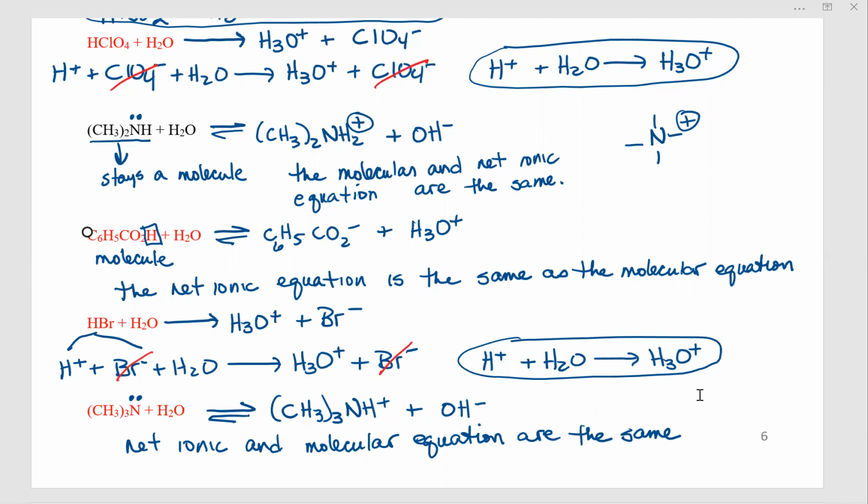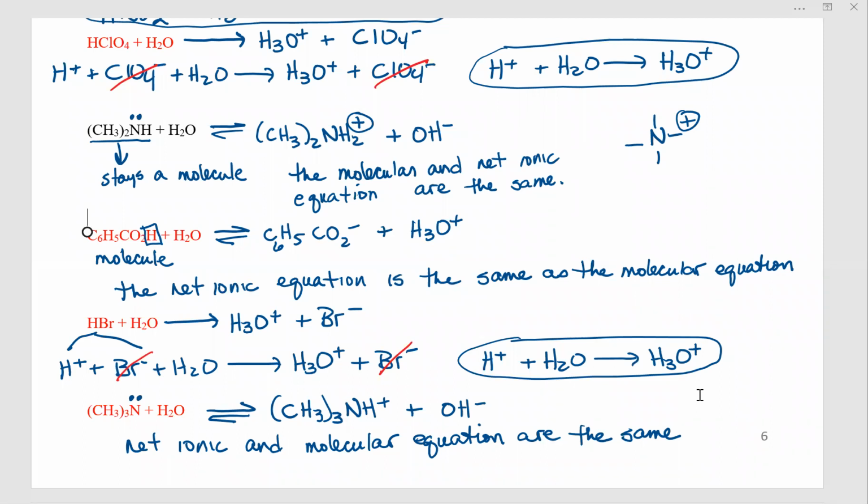Our next one, hydrobromic acid. Hydrobromic is one of your strong acids, so you need to use a straight arrow in the forward direction. Hydrobromic acid also dissociates when you put it in water 100%, so the bromide ions are going to cancel out, giving you the net ionic equation of H plus H2O makes the hydronium ion.